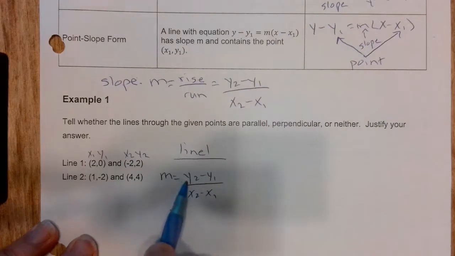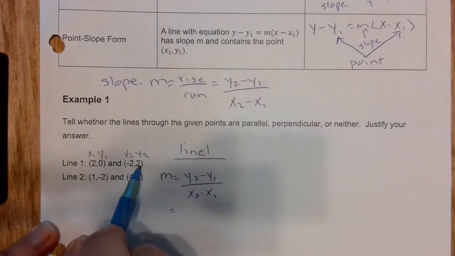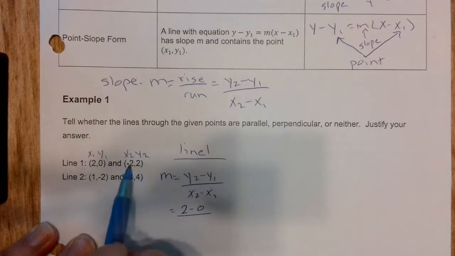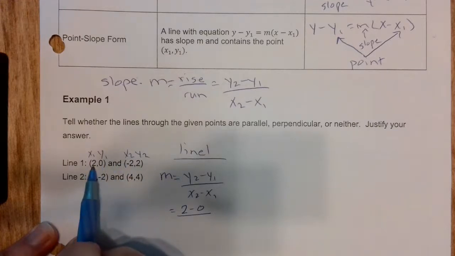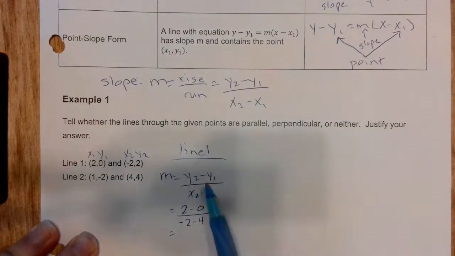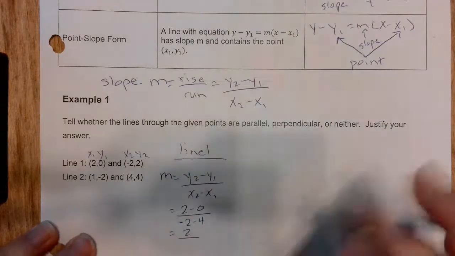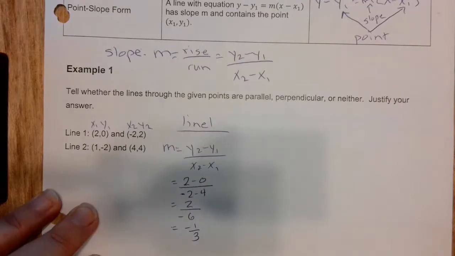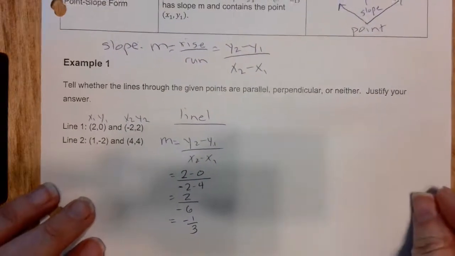So y2 minus y1, 2 minus 0, over x2 minus x1, negative 2 minus 2. Following the order of operations, you do the numerator and you do the denominator first. So 2 over negative 6 is negative 1/3. That's the slope of line 1.